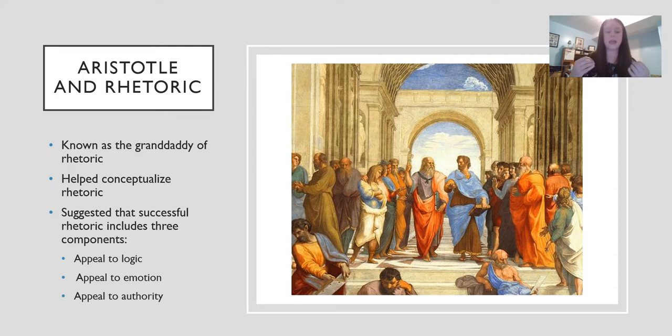So when he talks in On Rhetoric, even though he really gets into what rhetoric is and explores it in really great detail, some of the key takeaways that scholars, academics, writers, speakers have really gravitated towards, and I think for good reasons, are his artistic proofs. Now, those are the suggested three components for successful rhetoric, and that's going to be your appeal to logic, your appeal to emotion, and your appeal to authority.